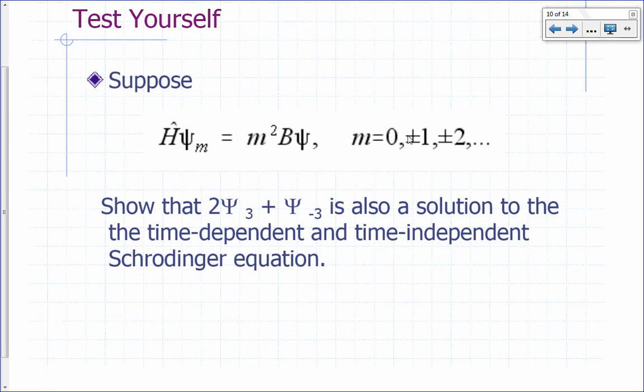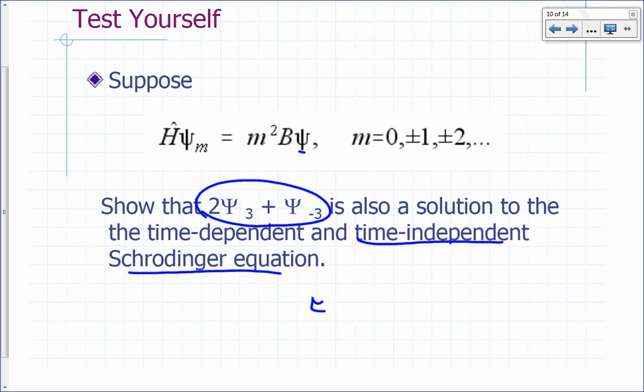So let's say H hat psi sub m, look, this is little psi, right? It's m squared b times little psi, where m is 0, plus or minus 1, plus or minus 2, and so on. What if we took the linear combination of psi 3 and psi negative 3? Would that still be a solution to the time-independent Schrodinger equation? You're supposed to show that it is, so why should it still be a solution to the time-independent Schrodinger equation?